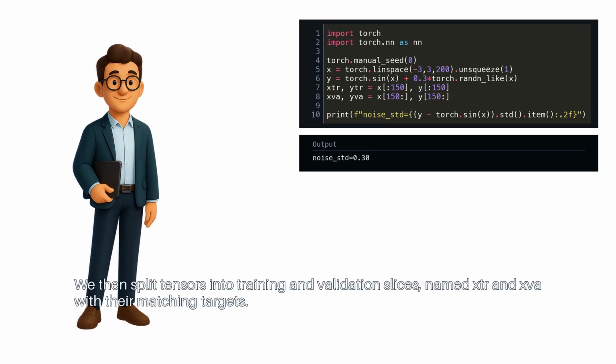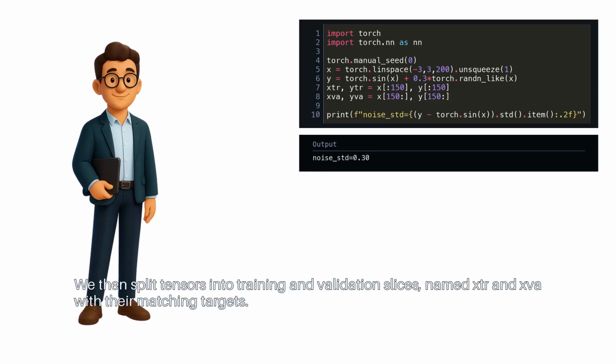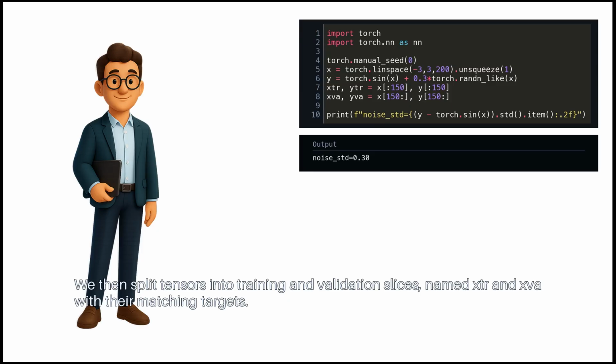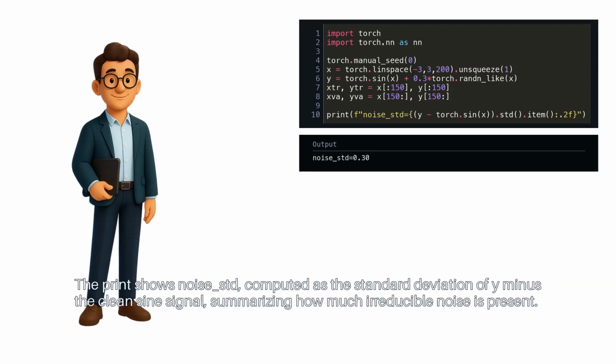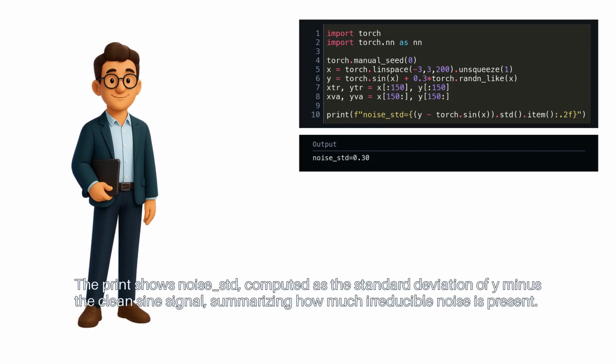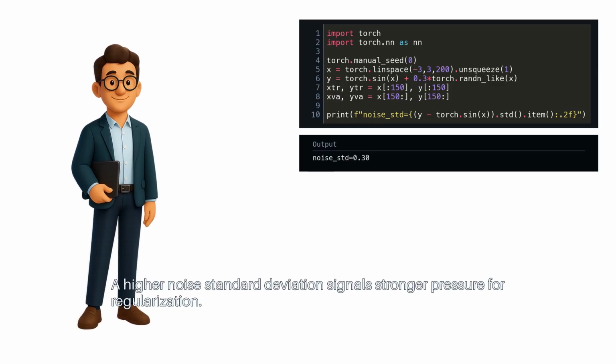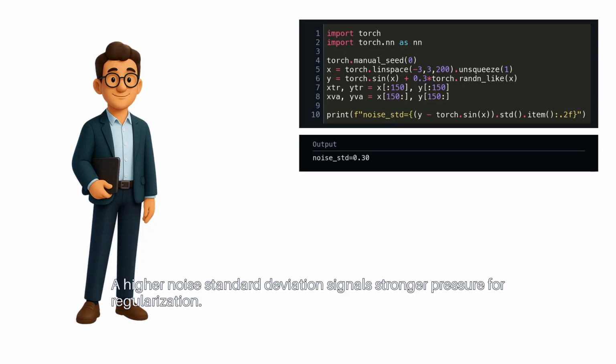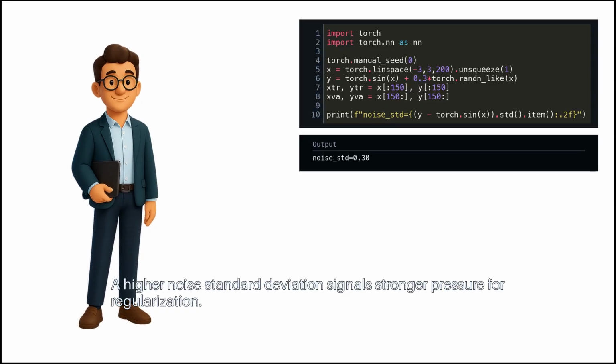We then split tensors into training and validation slices, named Xtr and Xva with their matching targets. The print shows noise std, computed as the standard deviation of y minus the clean sine signal, summarizing how much irreducible noise is present. A higher noise standard deviation signals stronger pressure for regularization.